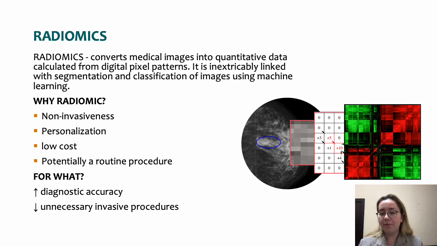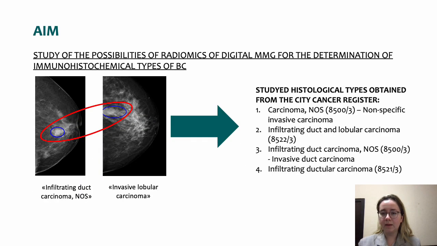Using the example of this work, such a task may be to determine the morphological and histological type of the tumor, which can increase the accuracy of diagnosis as well as reduce the number of invasive procedures, especially in cases where these procedures are not needed. So the aim of the work was to study the possibility of radiomics for classifying histological types of breast cancer on mammographic images. Histological types for each image were determined using the Moscow City Cancer Register.